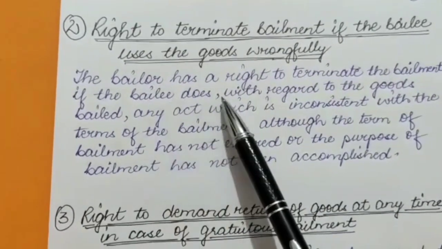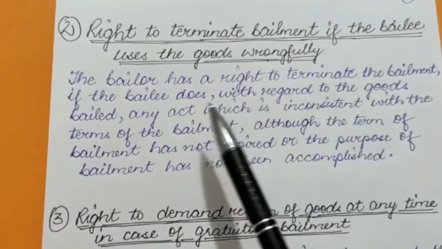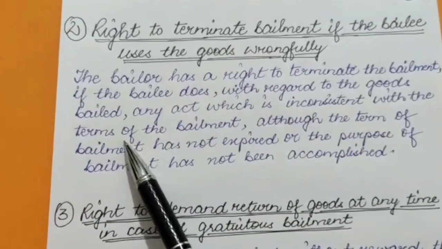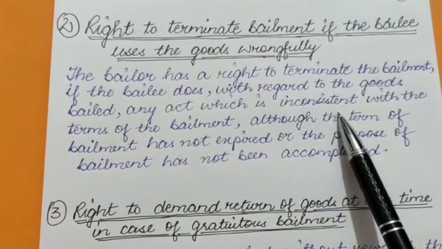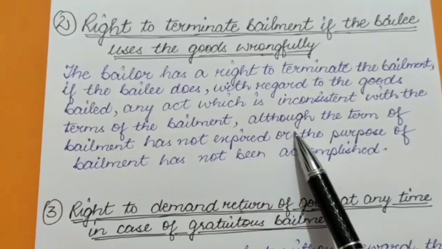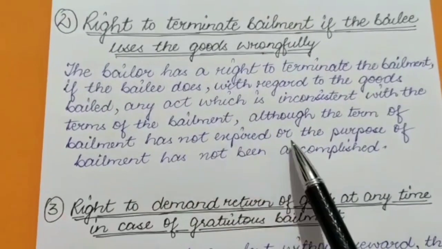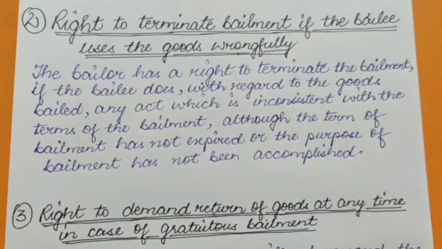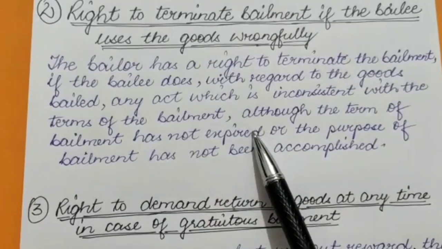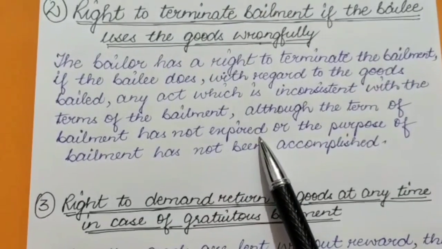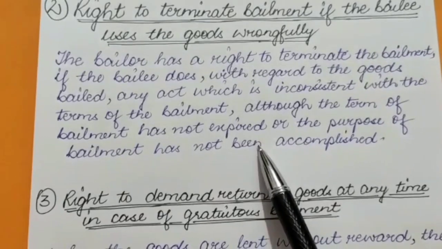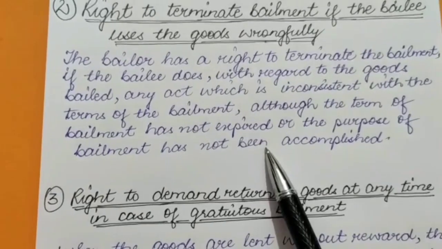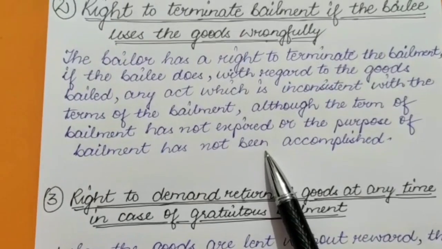In this, the bailor has the right to terminate the bailment if the bailee does, with regard to the goods bailed, any act which is inconsistent with the terms of the bailment, although the terms of the bailment have not expired or the purpose of bailment has not been accomplished. One example is there. A gives on hire to B a horse for his own riding. B drives the horse in his carriage. The contract of bailment is voidable at the option of A.